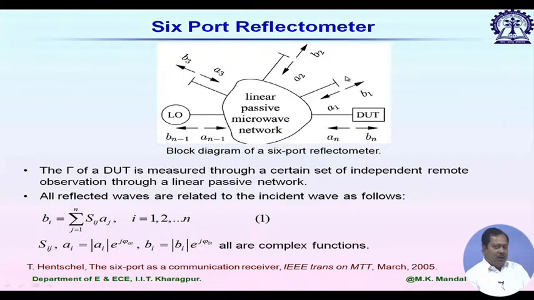Then, using the definition of S parameter, we can express B in terms of A. This is Bi equal to summation j equal to 1 to n of Sij Aj, where i equal to 1 to n. So, you see here the S parameters are complex functions. Not only that, the signals coming out from or falling on the device are all complex functions. So, we can represent Ai or Bi in magnitude and phase form.